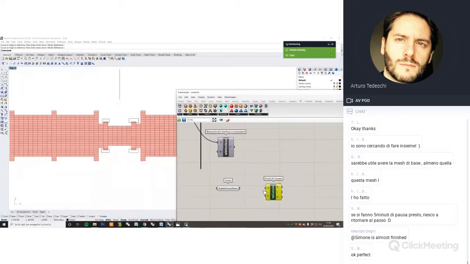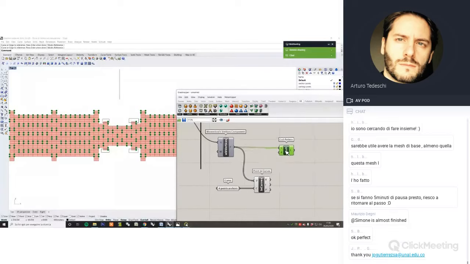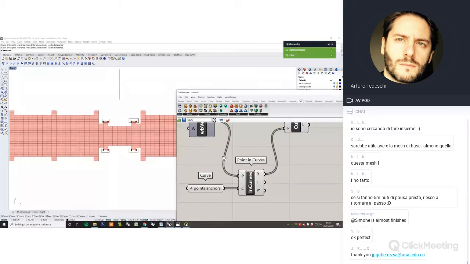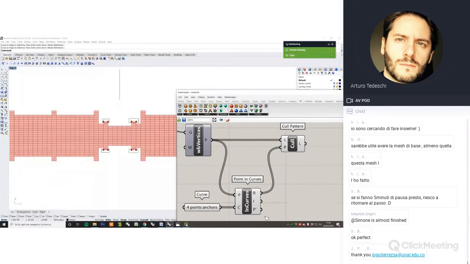we have Point in Curves. This is our curve. They are our vertices. And now we need to use the component called Pattern. I don't know if you already know it. I hope so. It's a selector in Grasshopper that selects objects within a list according to a logic, or in this case, with an inclusion logic. So if our points stay inside the curves, they are selected. So like this.